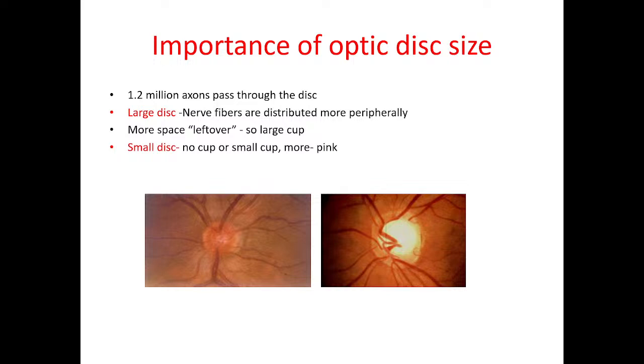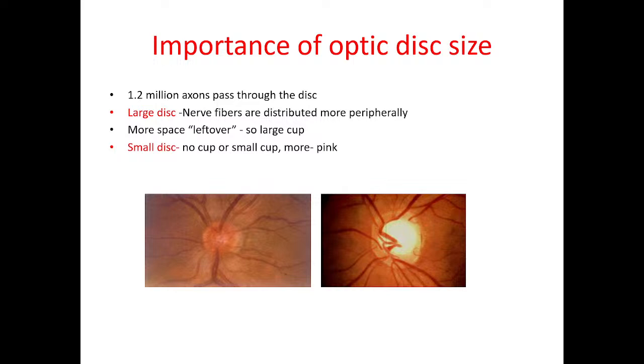This I already told you, the 1.2 million axons pass through the optic disc. So, in a large disc nerve fibers are distributed more peripherally. So, leftover space is large. So, there is a large cup in the normal disc also, myopic disc. But small disc, no cup or a small cup, more pinkish in color. So, in this case if there is a loss of retinal fibers and this becomes 0.2 cup, then you may miss glaucoma in these discs because they look more pink in color.